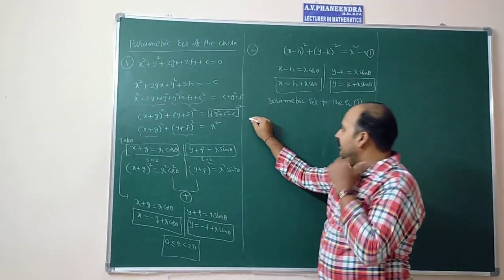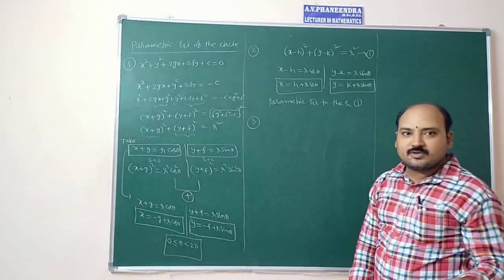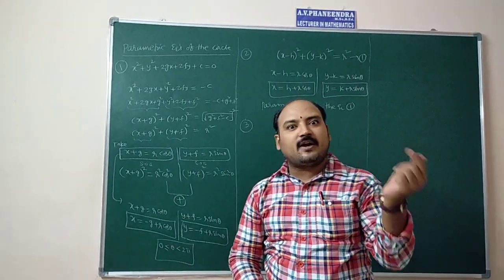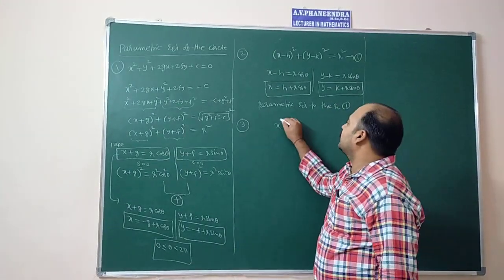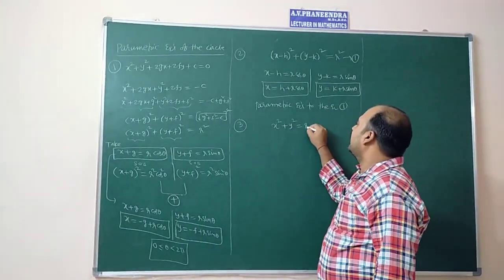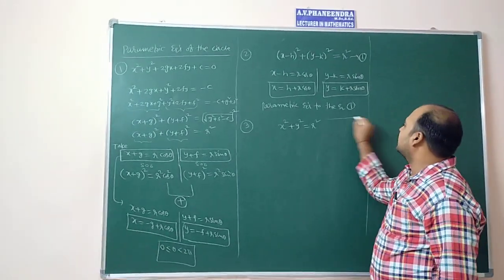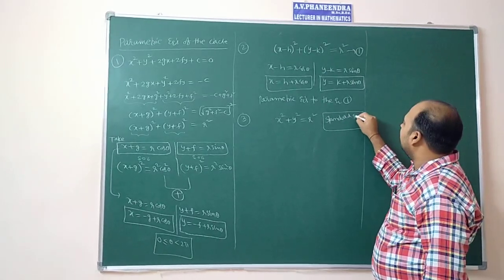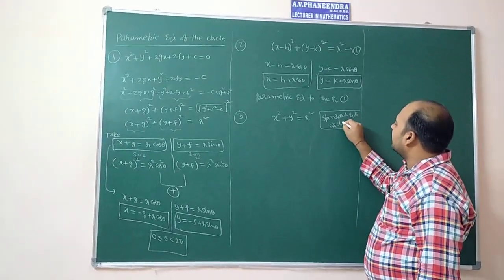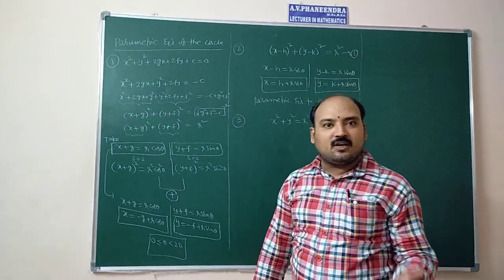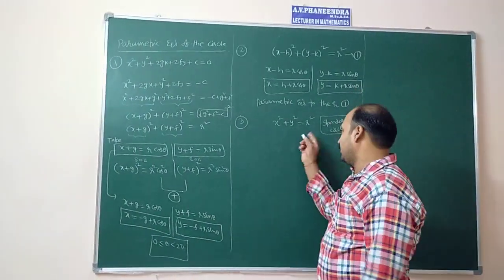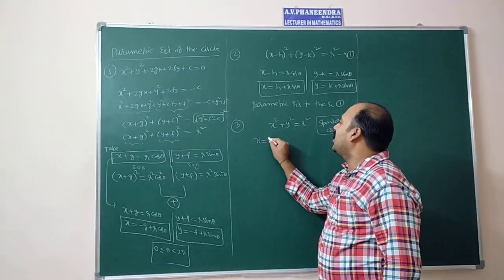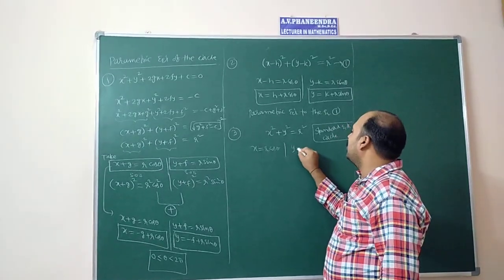Next, third model. This is the standard equation of circle. What is the meaning of standard equation of circle? The equation of circle with radius r and center at origin: x square plus y square equal to r square, which is called the standard equation of circle. Here also, to satisfy both sides, LHS equal to RHS, x is equal to r cos theta and y is equal to r sin theta.